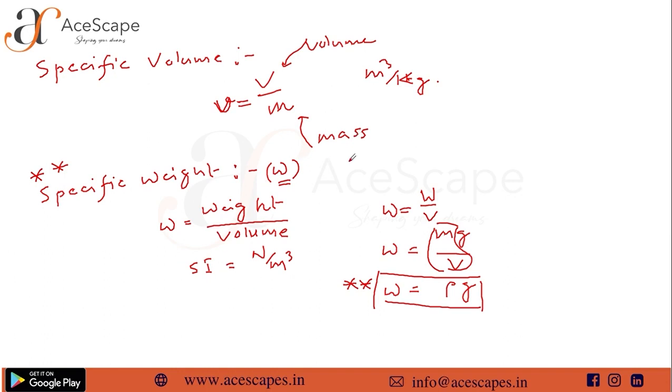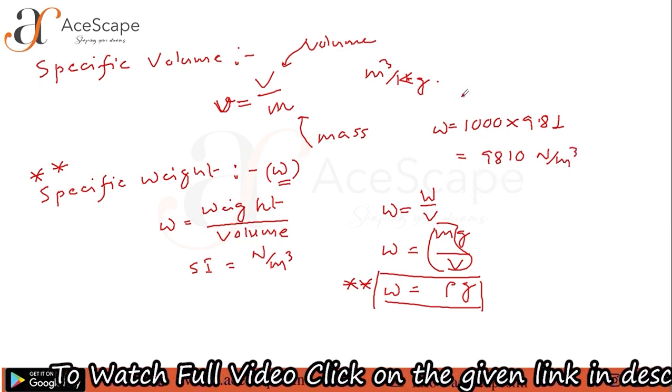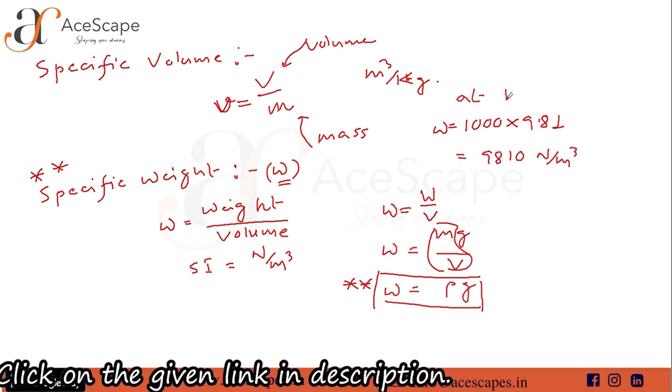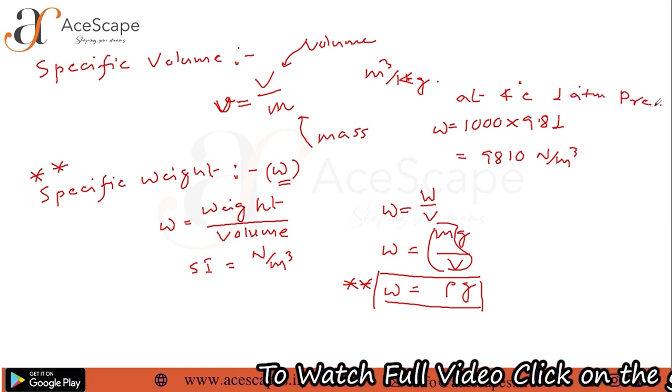So now, what is the specific weight of water? If I ask you, what is the specific weight of water? What you have to write is 1000 into 9.81, that is g. It's 9810 Newton per meter cube. And never forget, at 4 degrees C, 1 atm pressure.